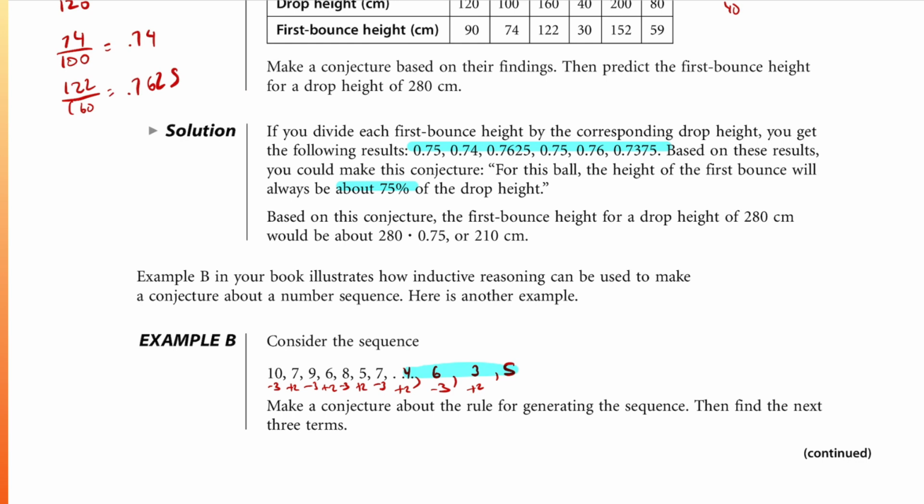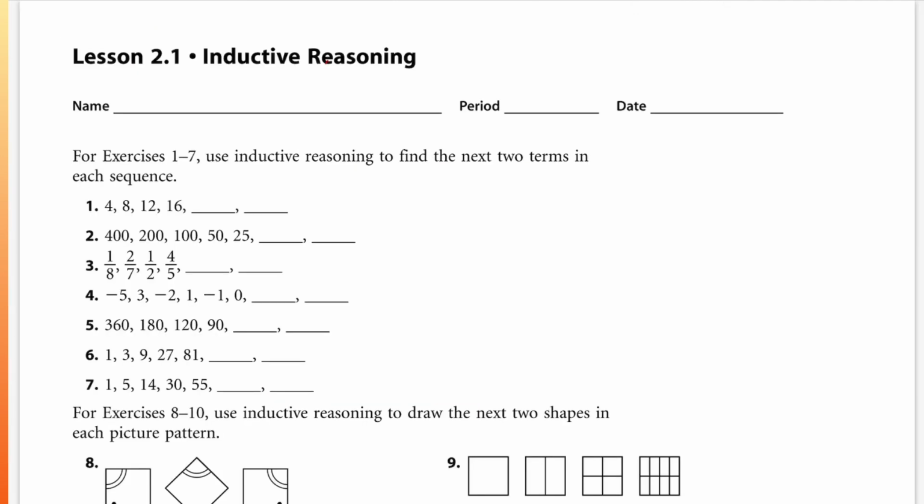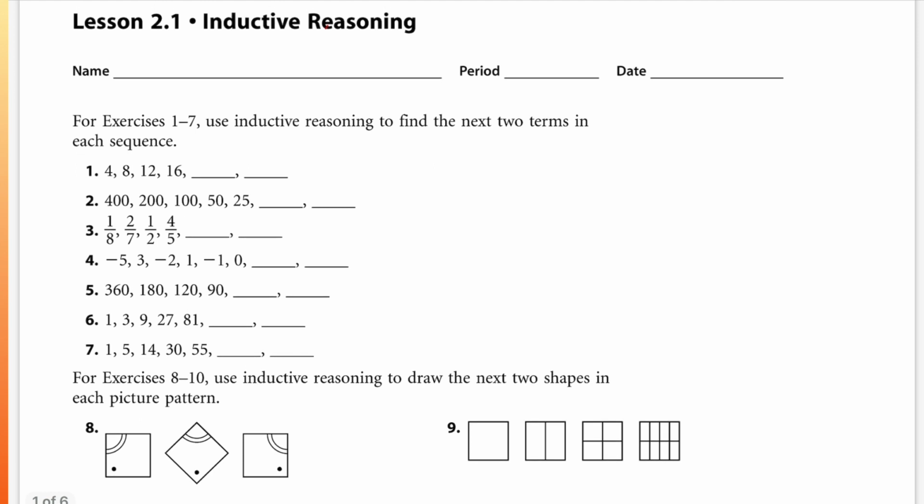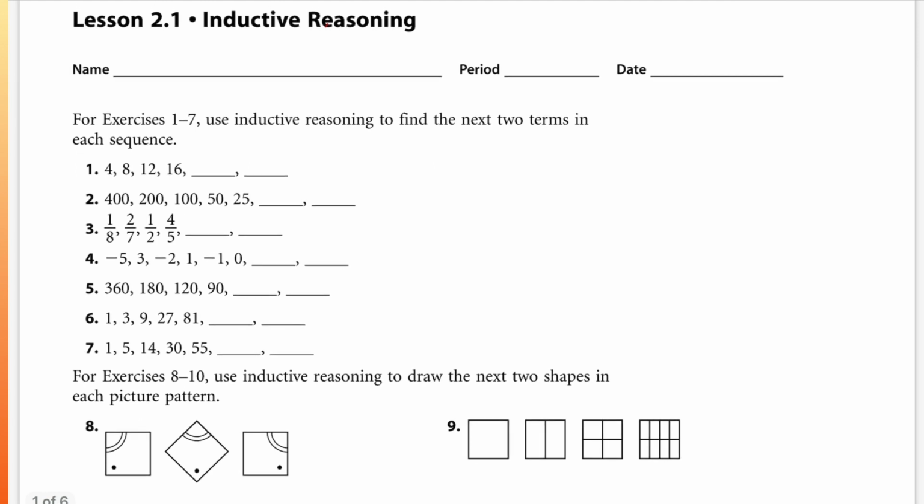All right, so that was a conjecture. And that was all based on inductive reasoning because we're looking at the patterns and determining what the next terms are based on the previous observations. All right, let's move on to the homework. So here's some sequences. Same thing, we need to find the next 2 terms.